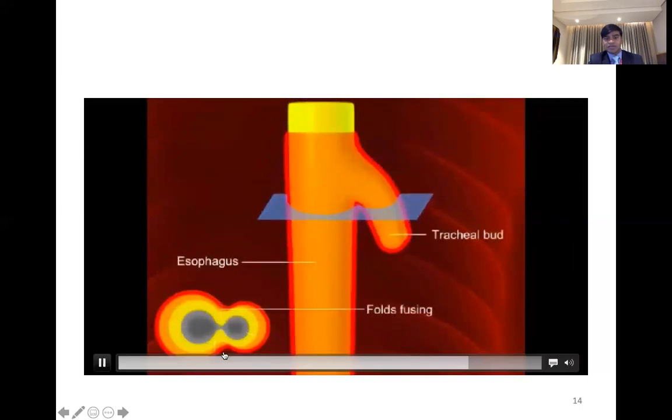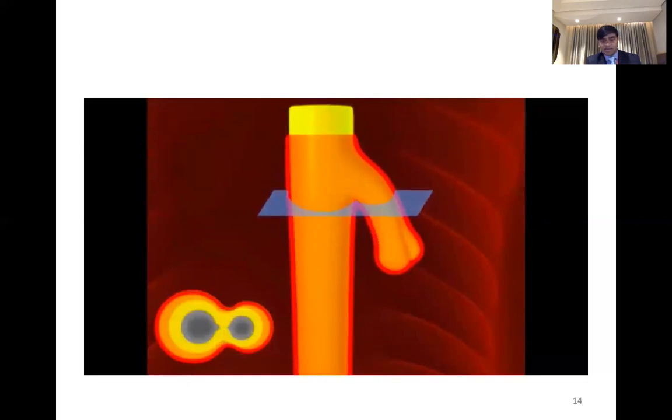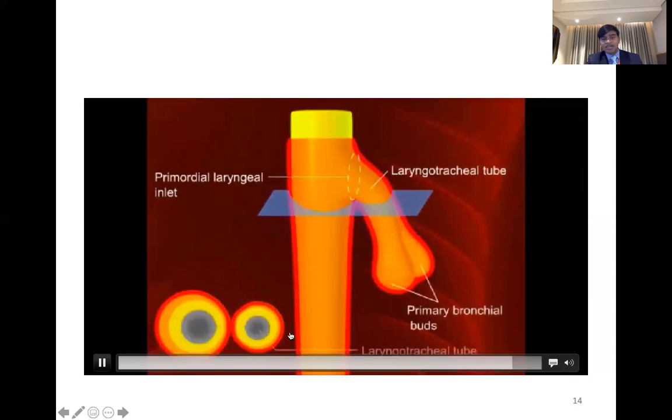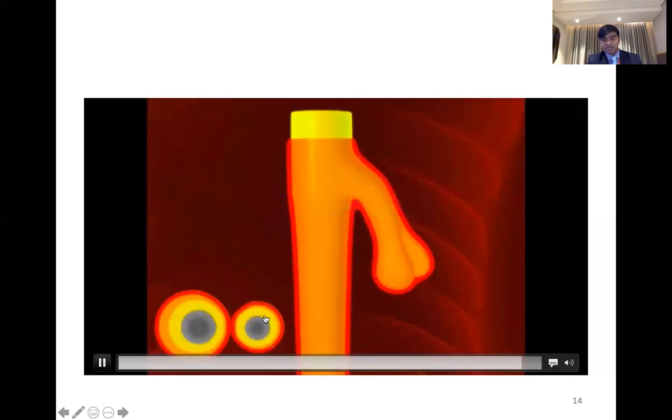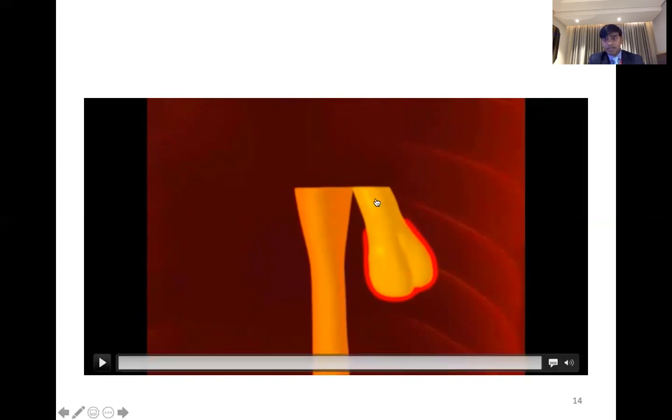Now there is a formation of the groove over here. The folds will fuse and there will be the formation of the septum. Now this septum will be separated out, and it will form anteriorly the trachea, that is the laryngotracheal tube. Superiorly, we have the larynx, laryngeal inlet, and inferiorly, we will have the trachea, and posteriorly, cranially, we'll have the pharynx, and caudally, we'll have the esophagus. So over here in this diagram, you can appreciate that this is the trachea, and then you will have the lung buds over here.